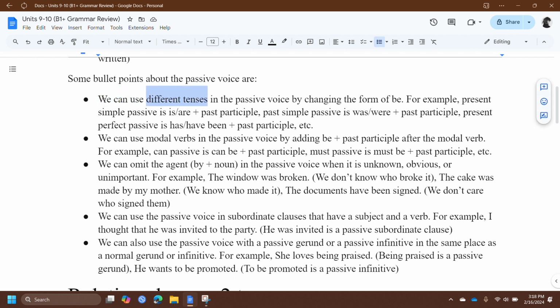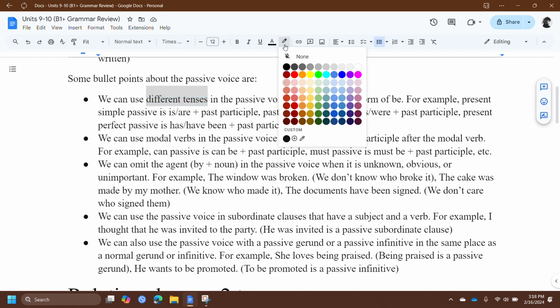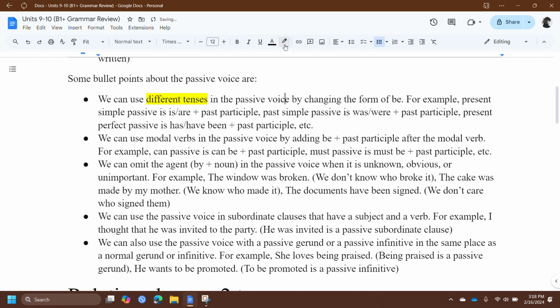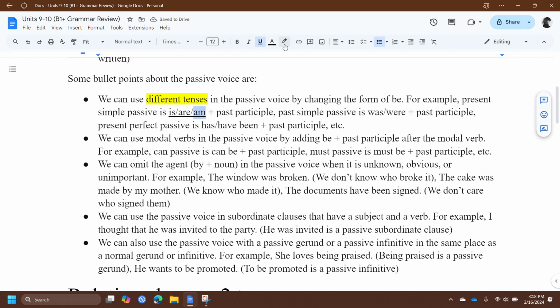We can use different tenses. Okay, let me just highlight this for you guys as well. In the passive voice, how can we use them? By changing the form of be. For example, the present simple passive uses is or are plus the past participle. Of course, you also have am, by the way, but many places just don't mention it because it's just used with the subject I, but it's still okay to say it. So you're using is or am plus the past participle, or verb number three.